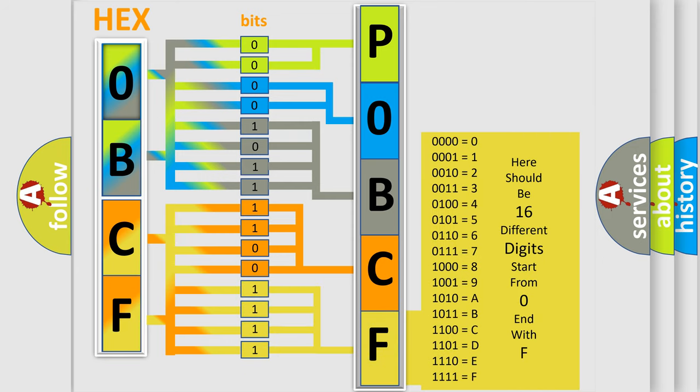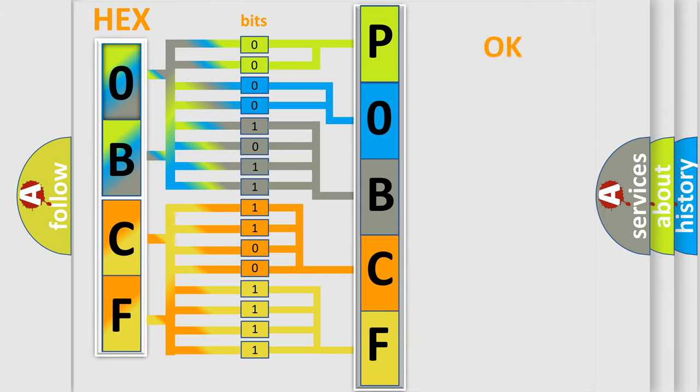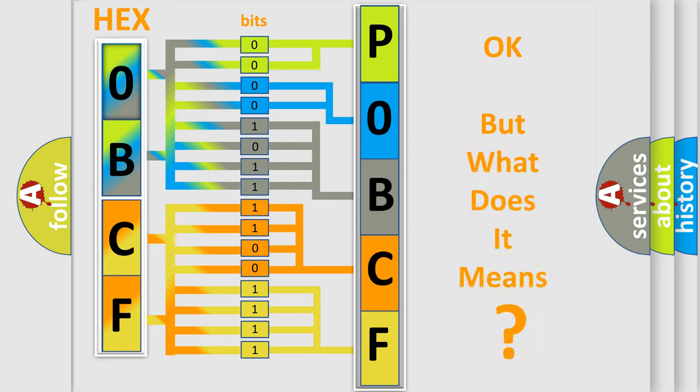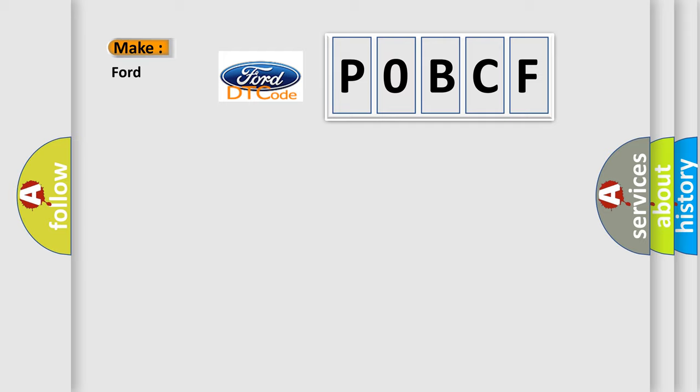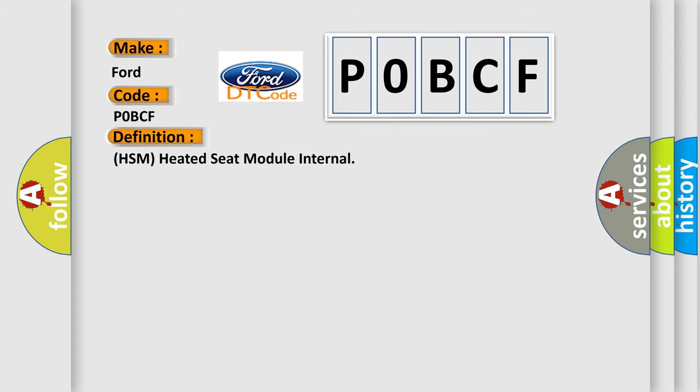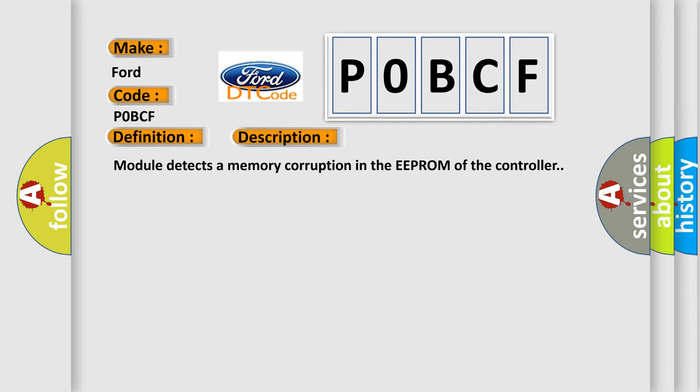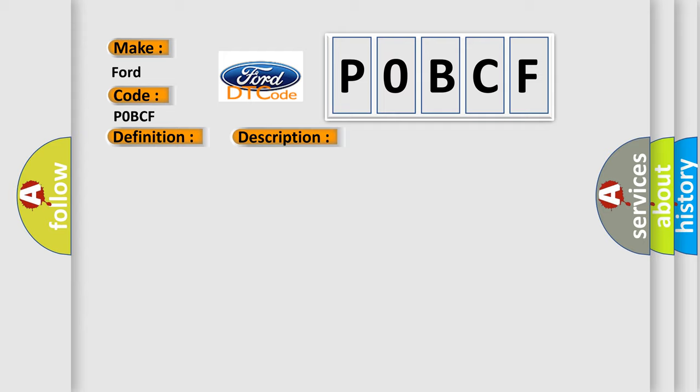We now know in what way the diagnostic tool translates the received information into a more comprehensible format. The number itself does not make sense to us if we cannot assign information to what it actually expresses. So, what does the diagnostic trouble code P0BCF mean specifically for Infiniti vehicles? The basic definition is HSM heated seat module internal. And now a short description of this DTC code: the module detects a memory corruption in the EEPROM of the controller. This diagnostic error occurs most often in these cases: heated seat module HSM.